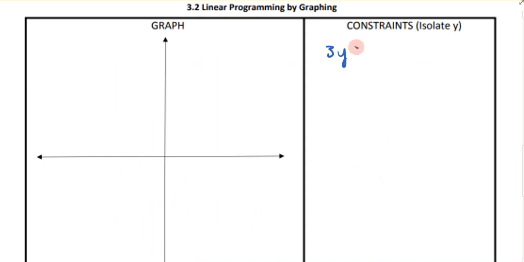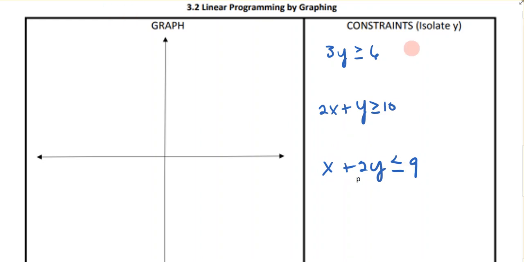And so I'm going to write those here. 3y is greater than or equal to 6, and 2x plus y is greater than or equal to 10, and x plus 2y is less than or equal to 9. And we want to turn all of those into y equals. All right, so I'm going to divide by the 3, so I just get y equals 2.